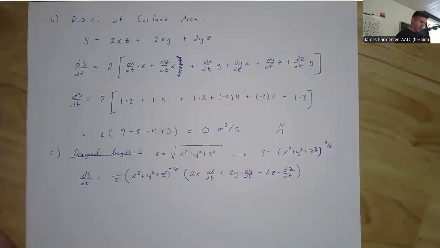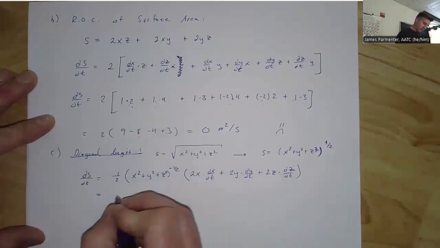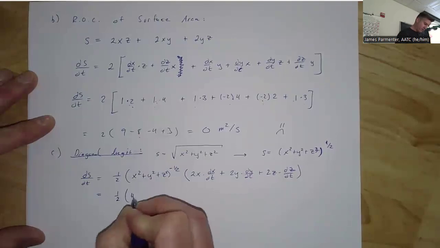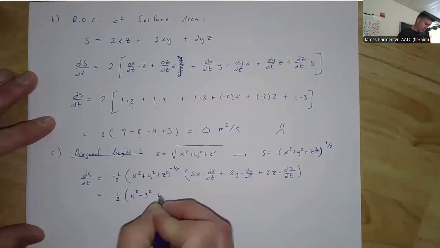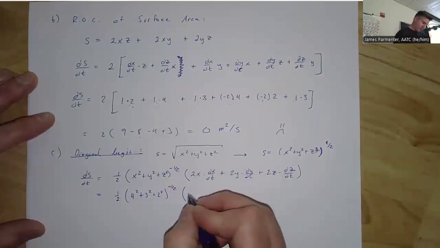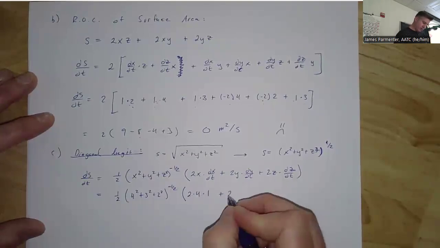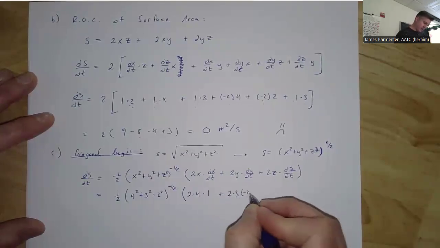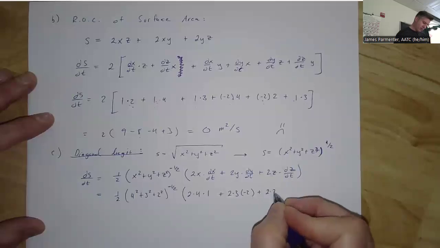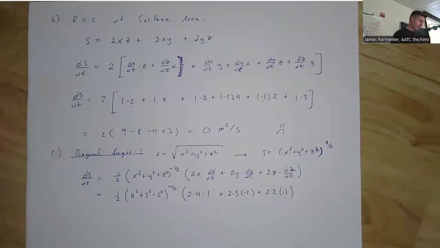And then we plug in what we know. So x, y, and z are 4, 3, and 2, respectively. So we get 1/2 times 4 squared plus 3 squared plus 2 squared to the negative 1/2 power, times 2 times 4 times dx/dt, which was 1, plus 2 times 3 times dy/dt, which was negative 2, plus 2 times z, which was 2, times dz/dt, which was positive 1. And I might just leave it like that if I was short on time.